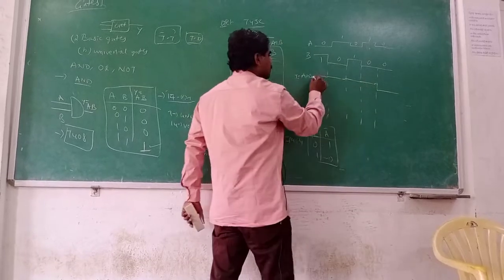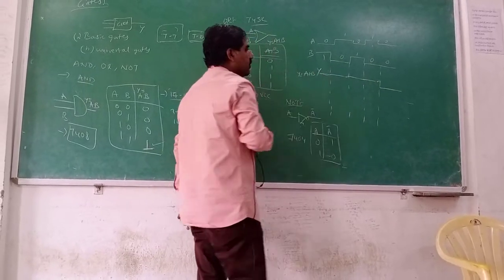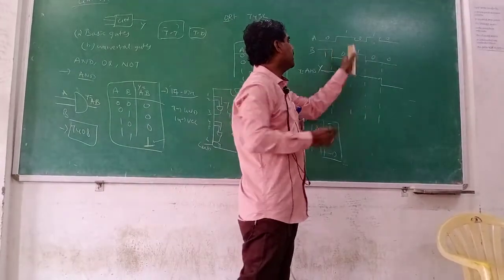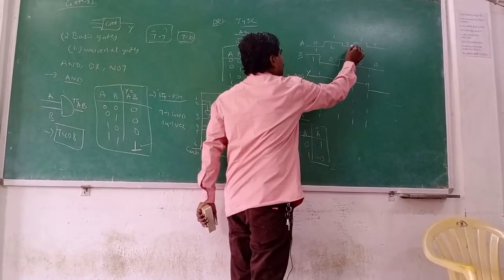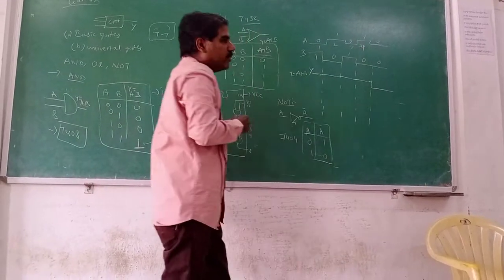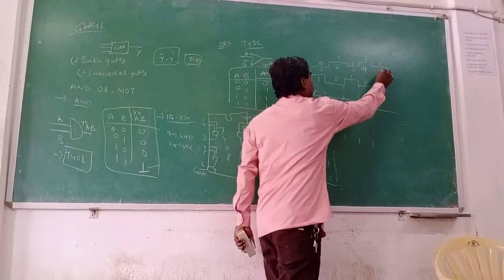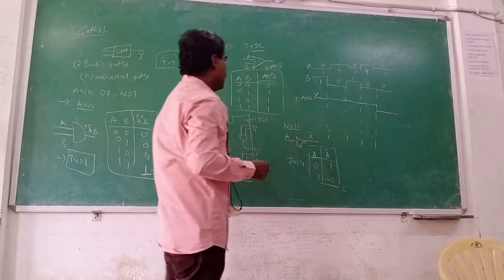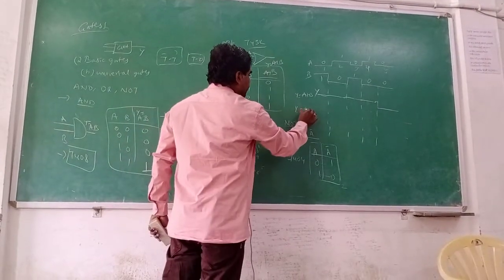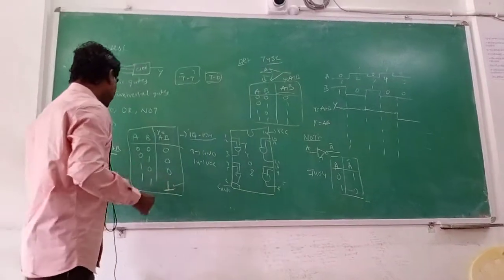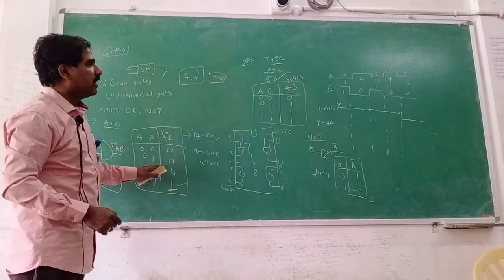The entire output will be high for how many stages? First stage, second, third, fourth. For 4 stages the output will be high. Again the 5th stage the output will be low. Again draw for AND gate. 0 into 1 or 1 into 0, we are getting a low pulse. Nothing but the entire output is low.